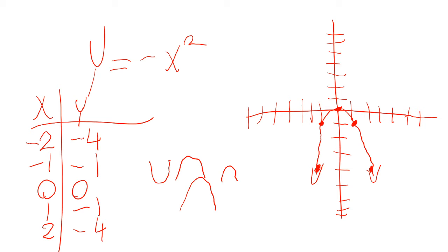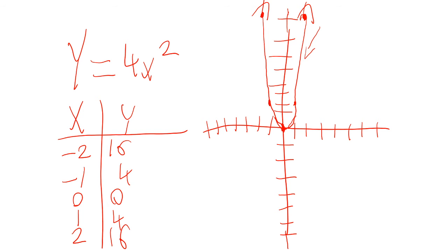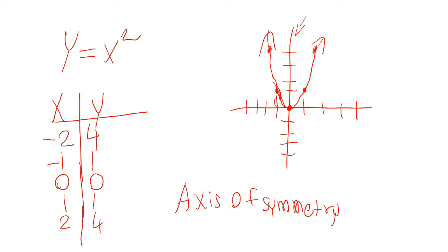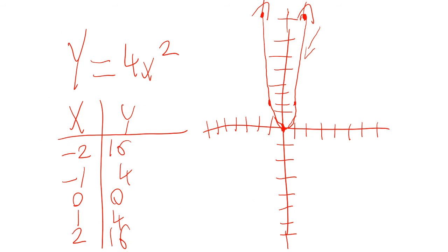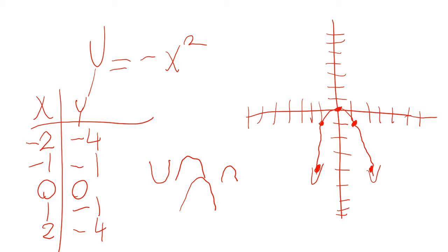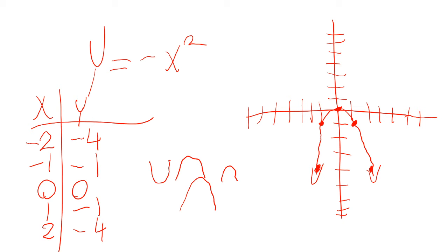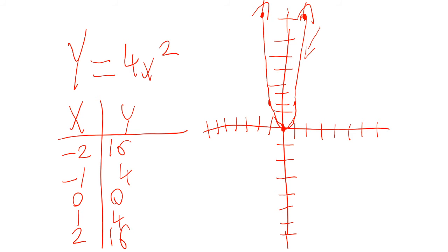When it's positive, we saw that with 4x squared and x squared. Now, to end off the video on part 2 of parabolas, we're going to graph y is equal to negative 4x squared.